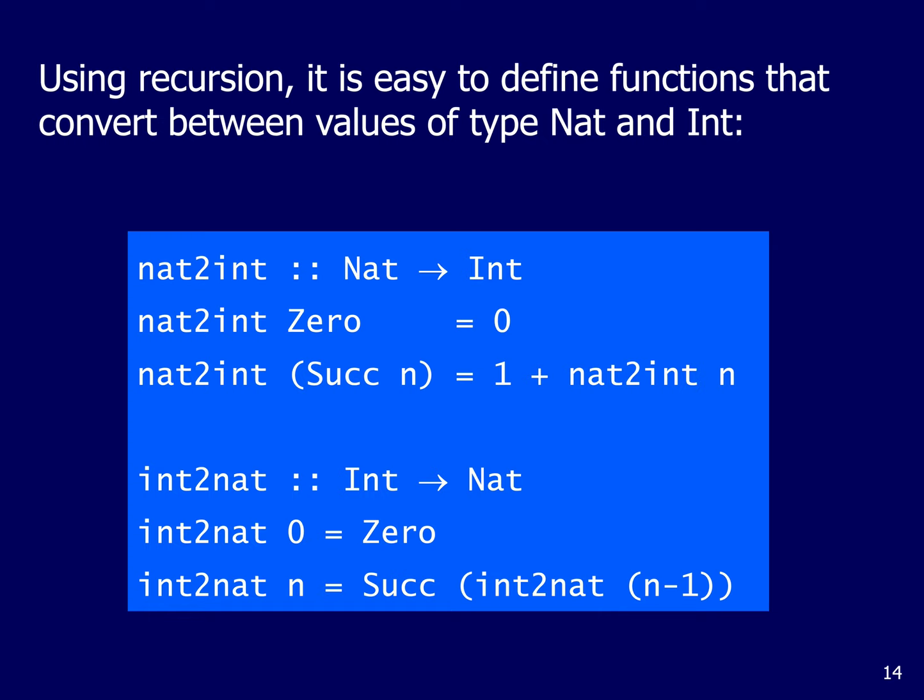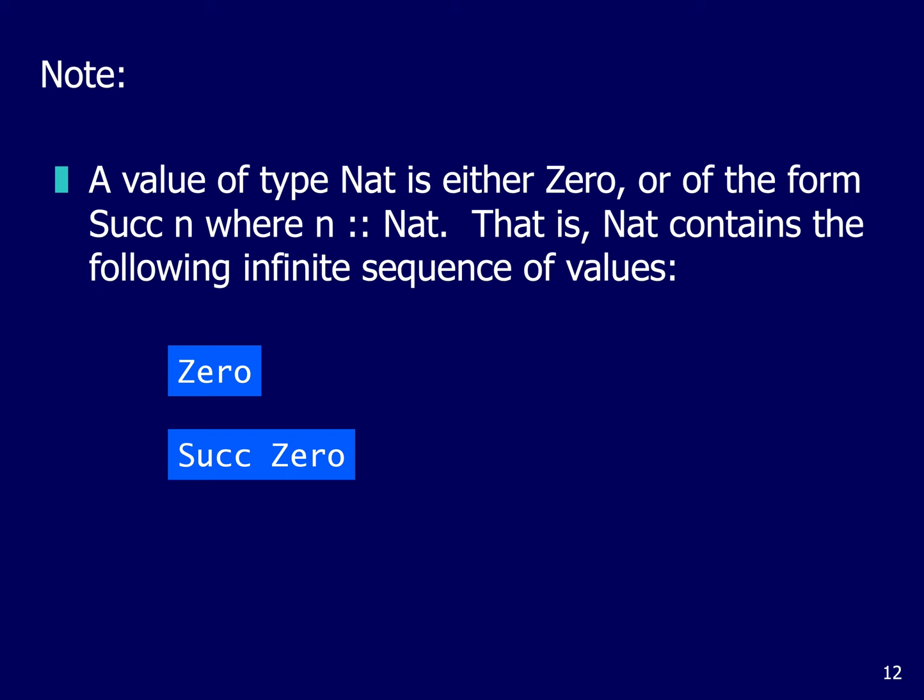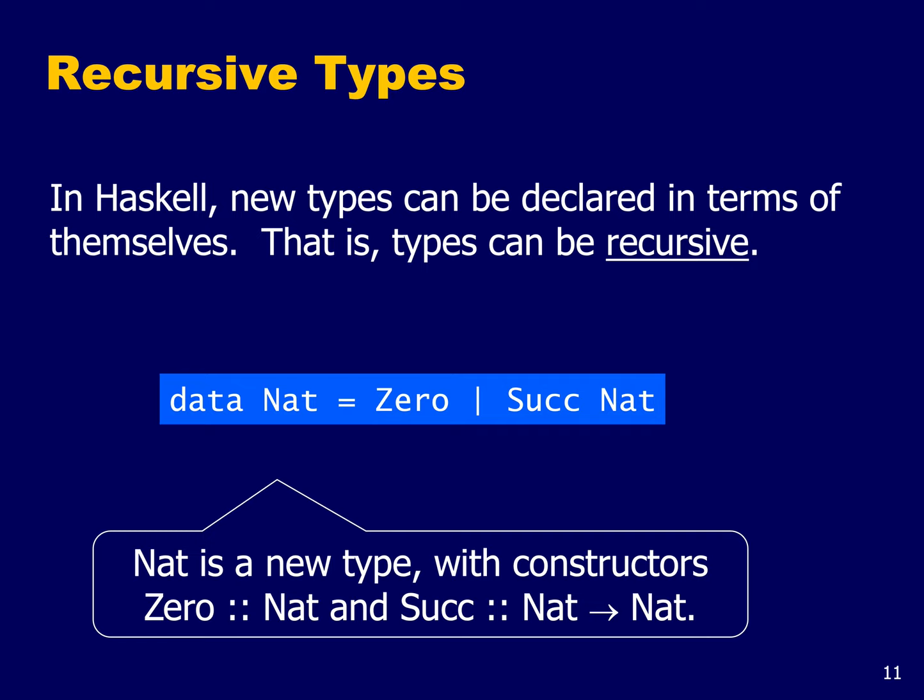I should have also mentioned these things here are called Peano natural numbers. And Peano is spelt P-E-A-N-O. Peano was an Italian mathematician, and he was one of the first guys who kind of thought about natural numbers being modeled recursively, such as this. So these are the Peano natural numbers.